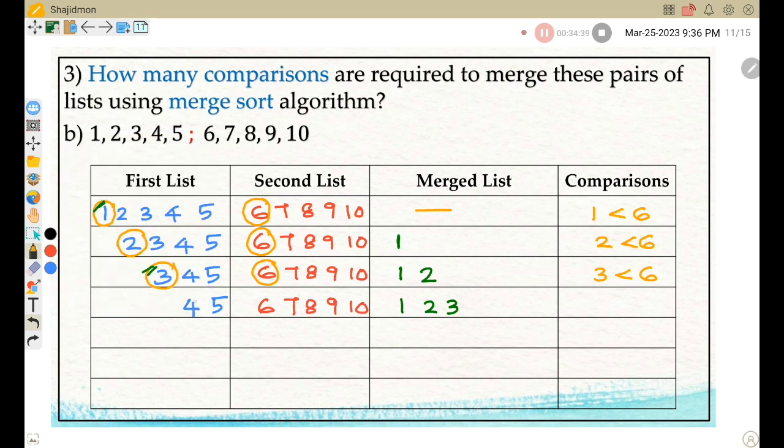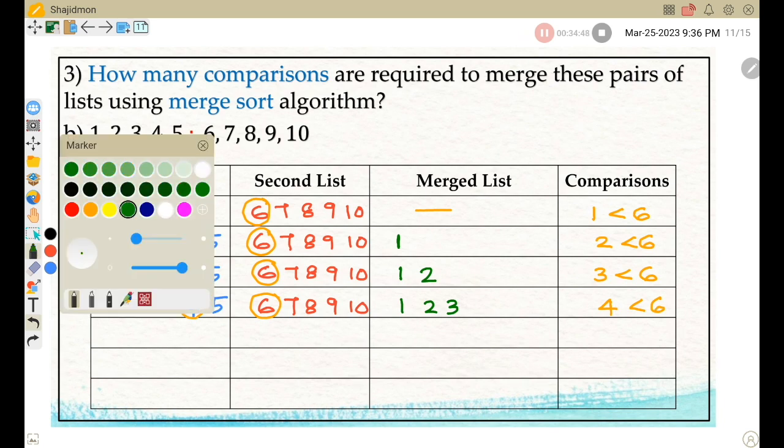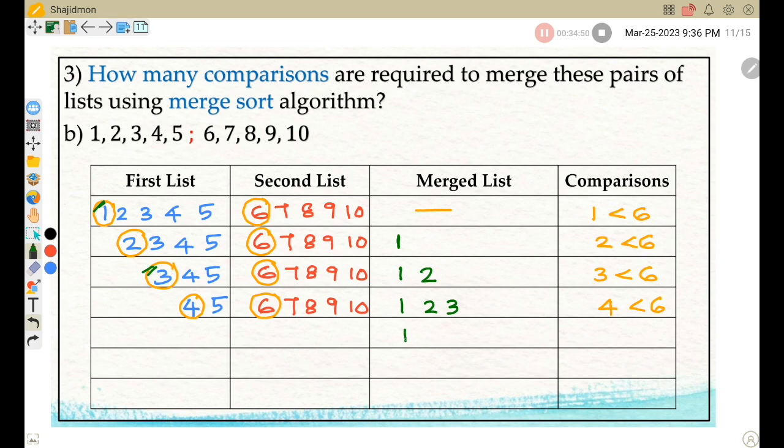Now again we do the comparison, here 4 and here 6. So what will be the comparison? 4 less than 6, correct? So which number do we select to the sorted list or merged list? 1, 2, 3. After that 4 is selected. Now we have balance here 5. In the second list all the numbers are there, 6, 7, 8, 9 and 10.